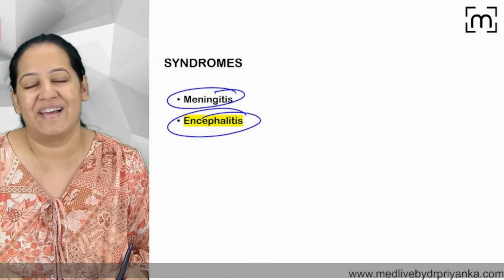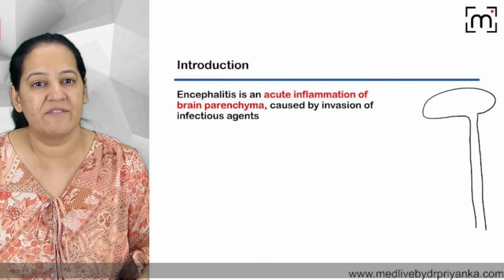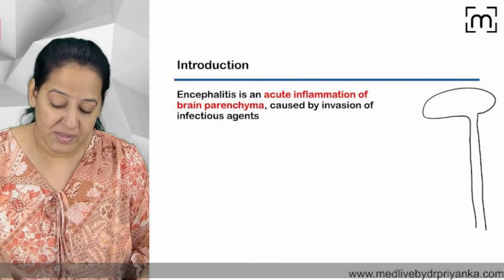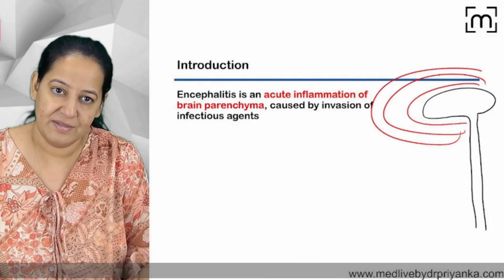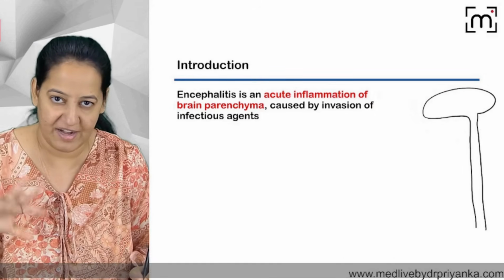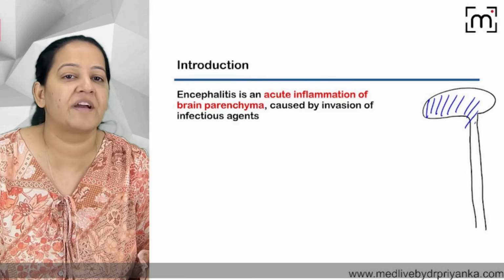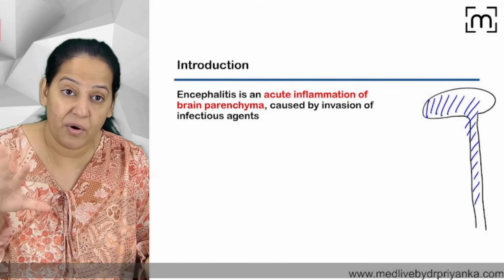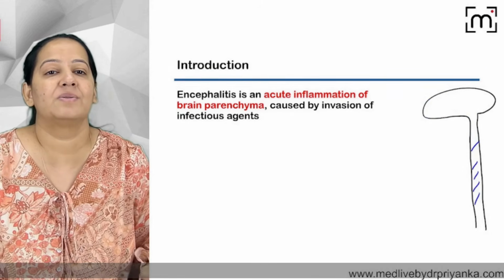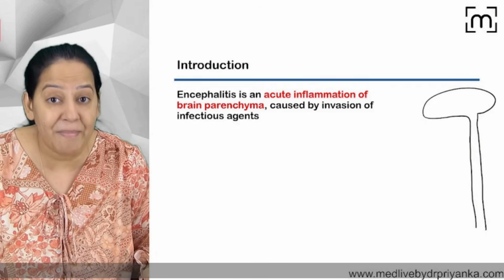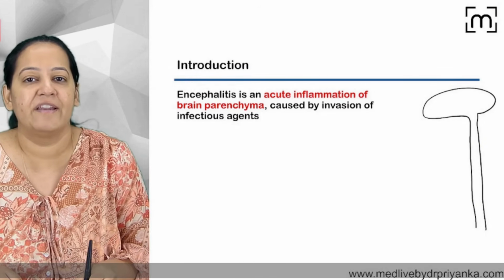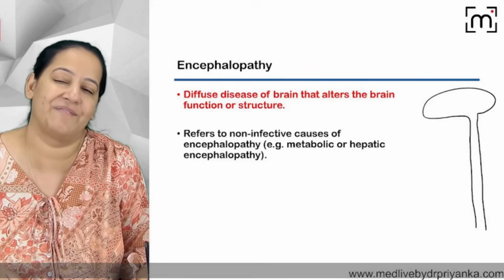Okay, coming to encephalitis. I told you what is encephalitis. Meningitis was inflammation of the three meninges. You know the three meninges, piamater, arachnoid, and duramater. Encephalitis is inflammation of the brain parenchyma. Inflammation of the brain parenchyma is known as encephalitis. The brain parenchyma is inflamed.